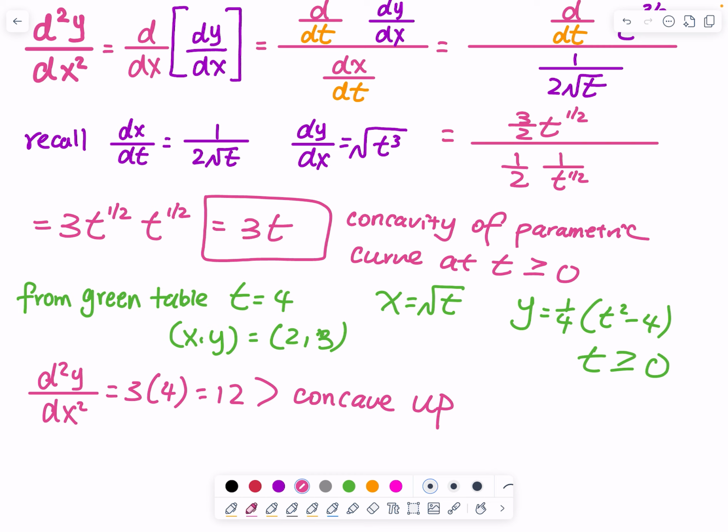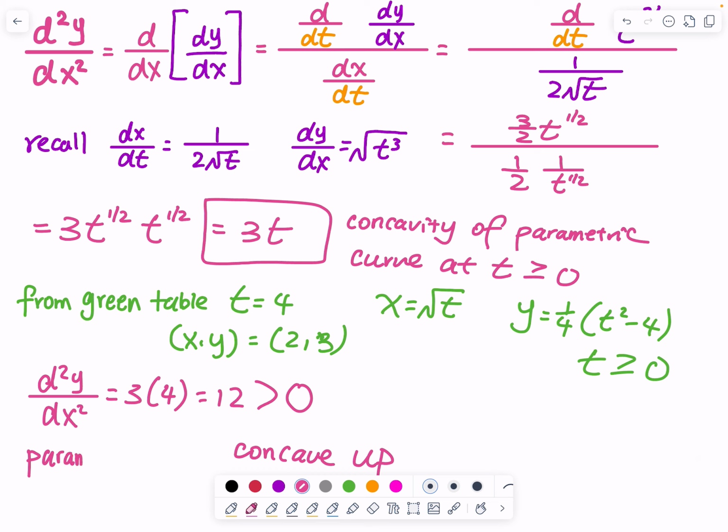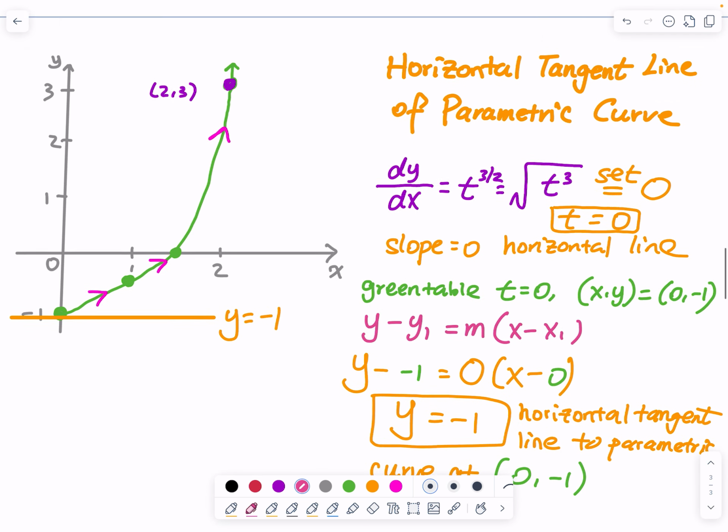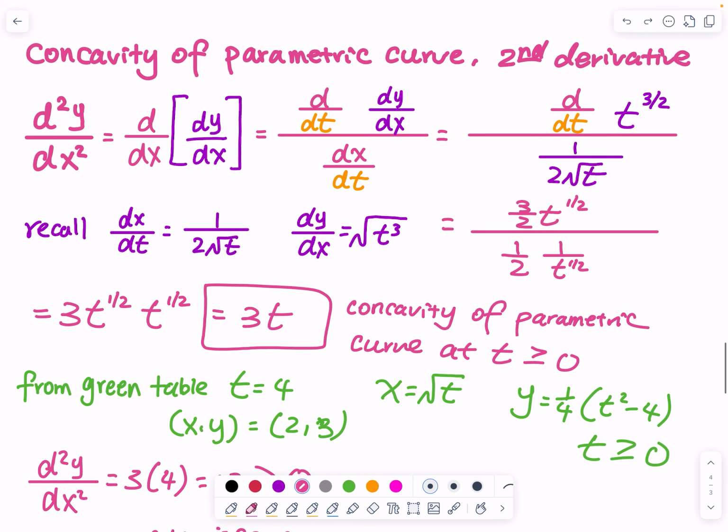The second derivative is greater than 0, positive, so the parametric curve is concave up. Let me scroll up to my previous picture. At this point, the graph is concave up, and you can see that very clearly. If the problem is asking for a different point, then you need to plug in a different t. If you are doing another specific problem, make sure they give you a t, and then you plug that t into the second derivative to find the concavity.